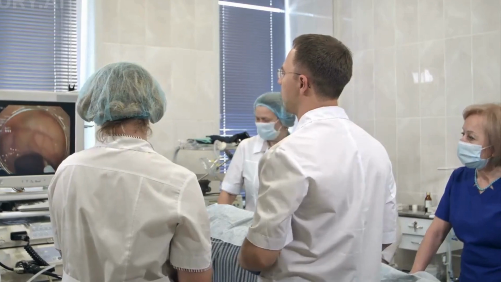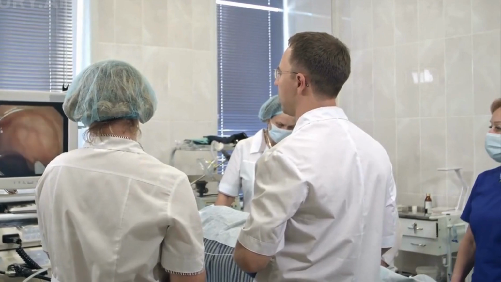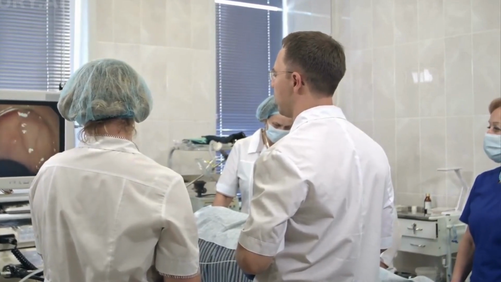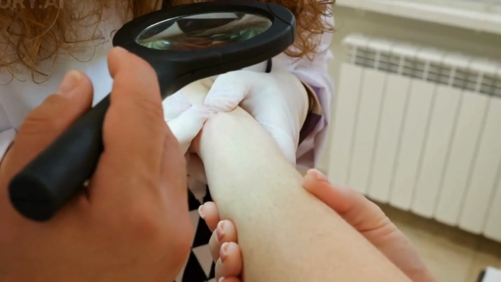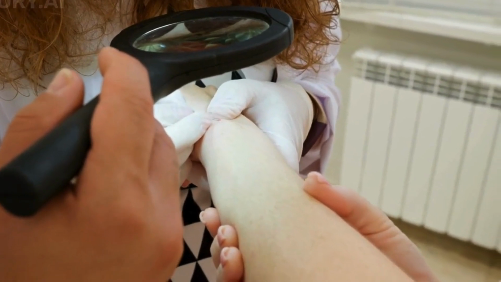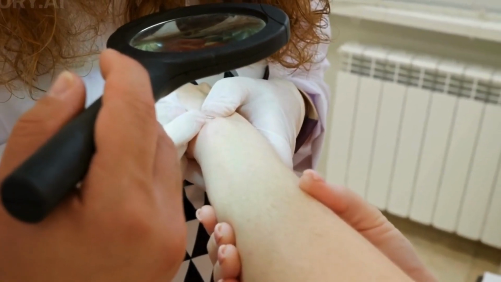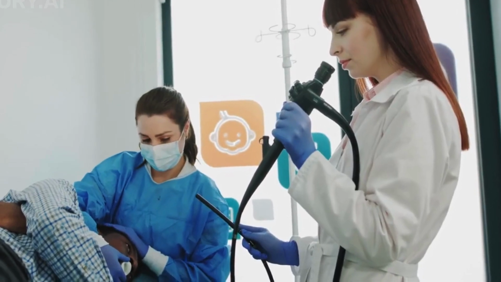4. Therapeutic purposes. In addition to diagnosis, endoscopy can be used to treat conditions. For example, it can be employed to remove polyps, stop gastrointestinal bleeding, or widen narrowed areas in the esophagus. 5. Foreign object removal. It is also used to remove foreign objects that have been accidentally swallowed or lodged in the digestive tract. Types of endoscopic procedures.